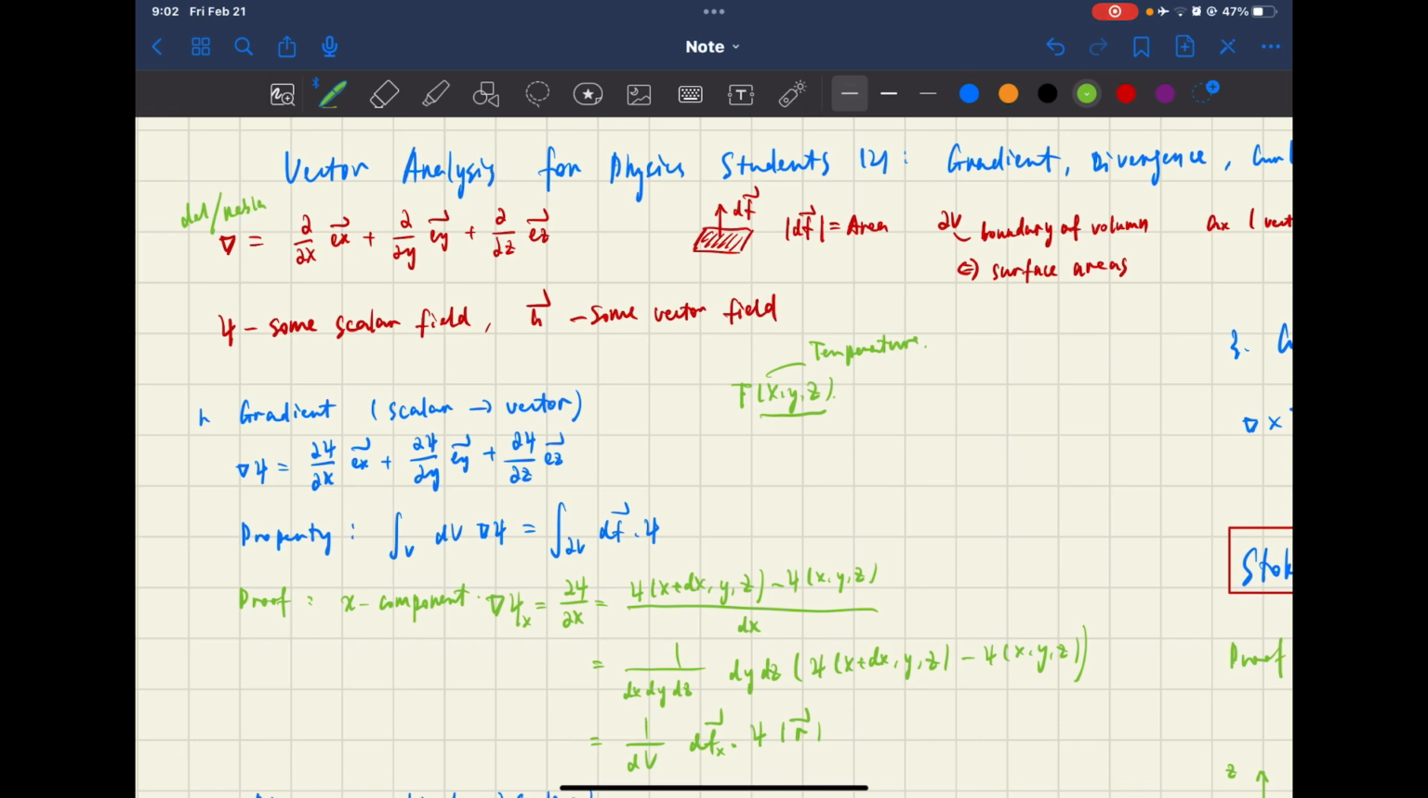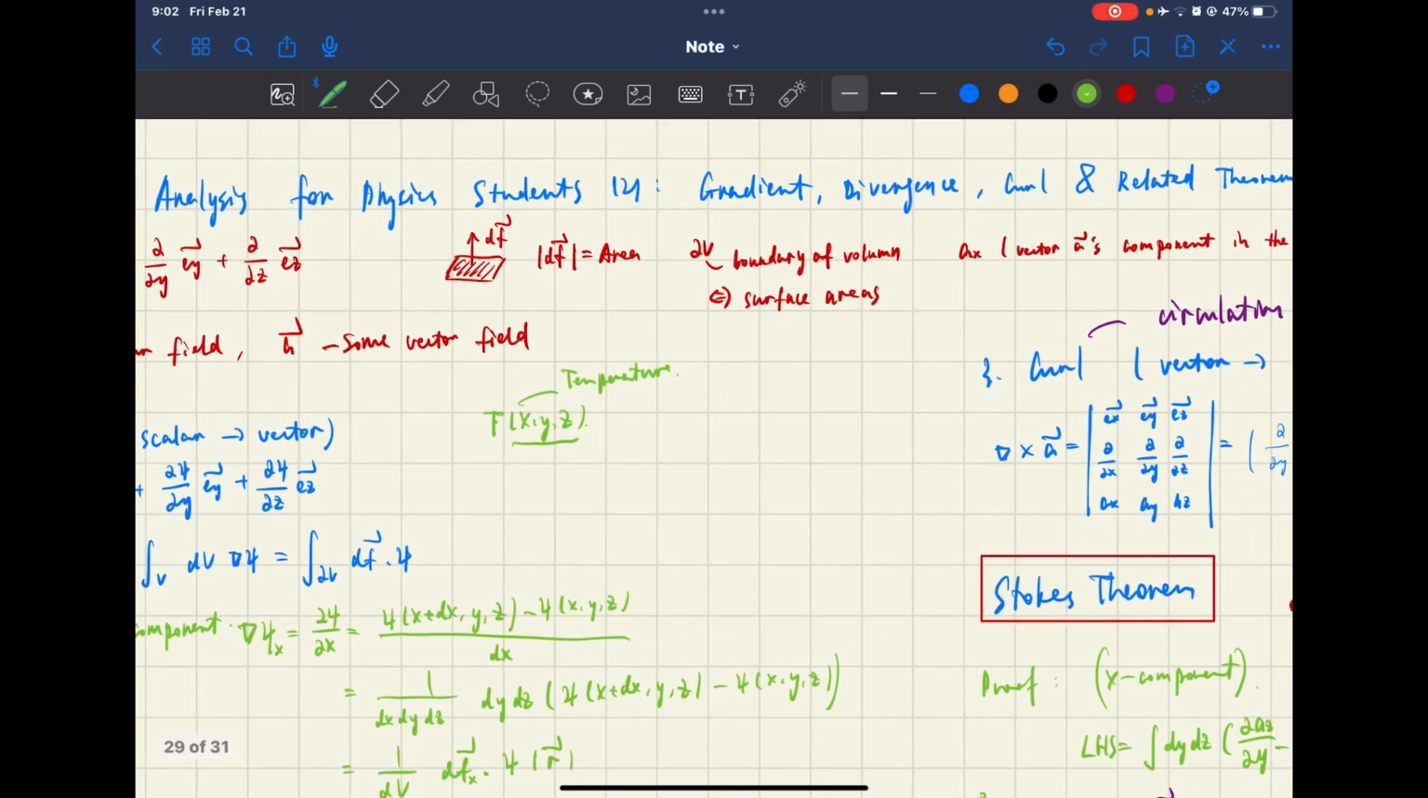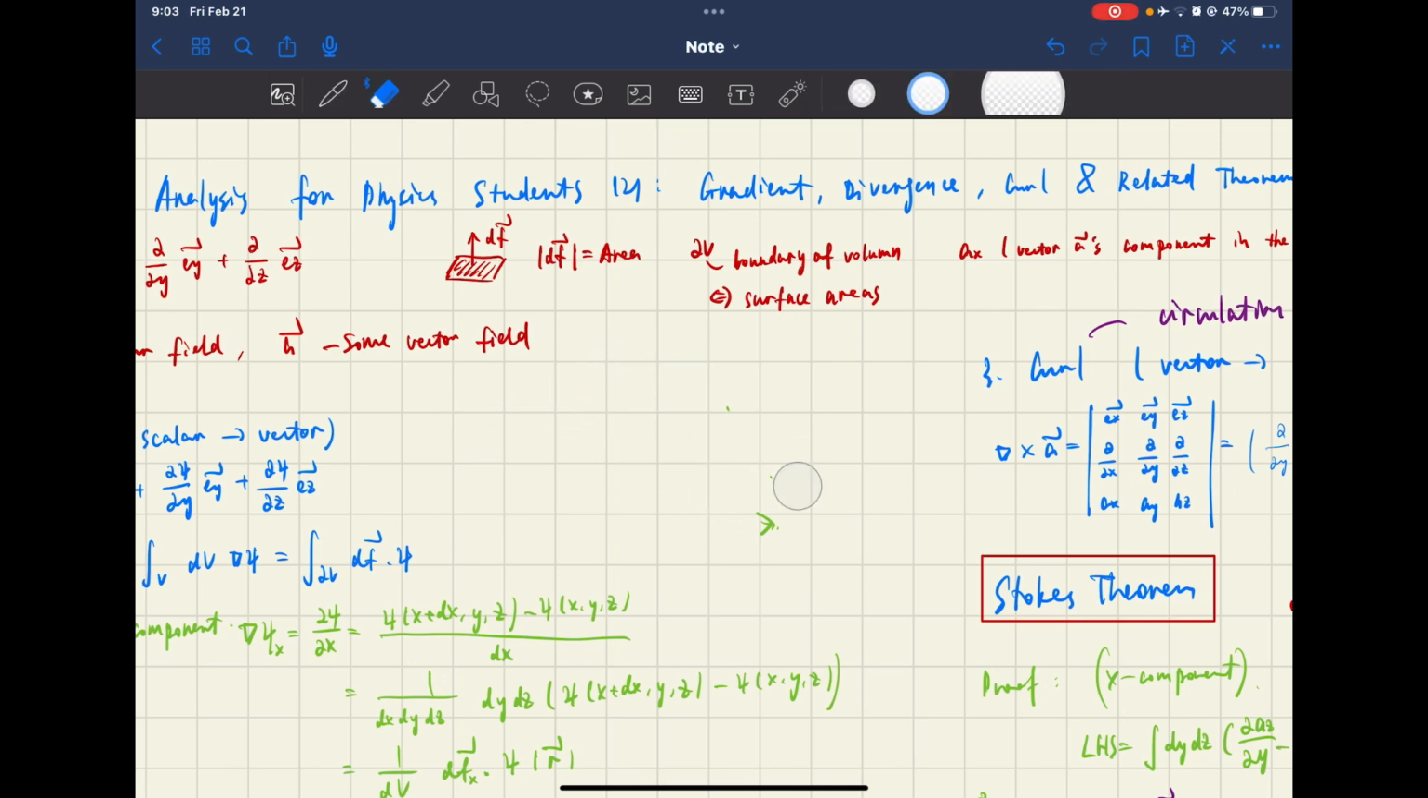Okay, the vector field is the opposite thing. For example, the velocity field v(x, y, z). So in a system, every point in the system has a vector value. For example, we have a two-dimensional space over here. For every point, it has a direction, and its coordinates are x, y. So every point has a vector value at this point. So that's a vector field. It's pretty easy to understand.